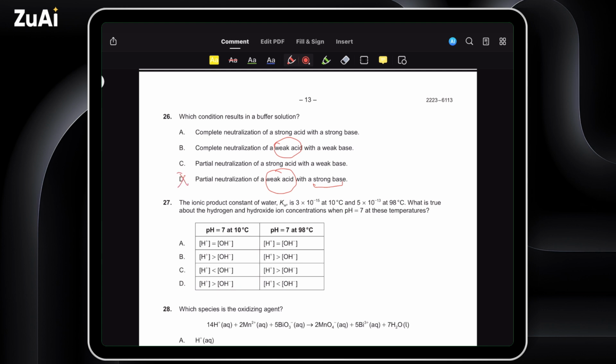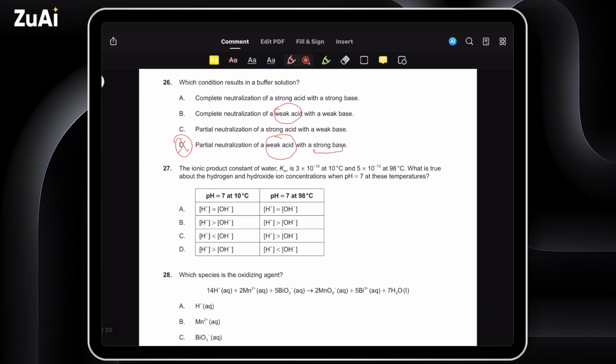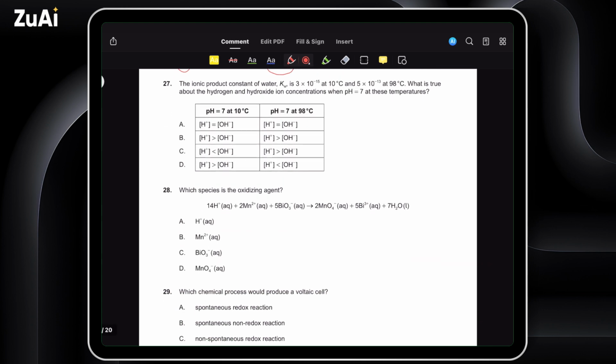So that's why D is the answer. Now question 27, that's a very tricky question. The ionic product of water, Kw, is 3 into 10 to the power negative 15 at 10 degrees and 5 into 10 to the power negative 13 at 98 degrees. What is true about hydrogen and hydroxide ion concentration when pH is 7 in this condition?